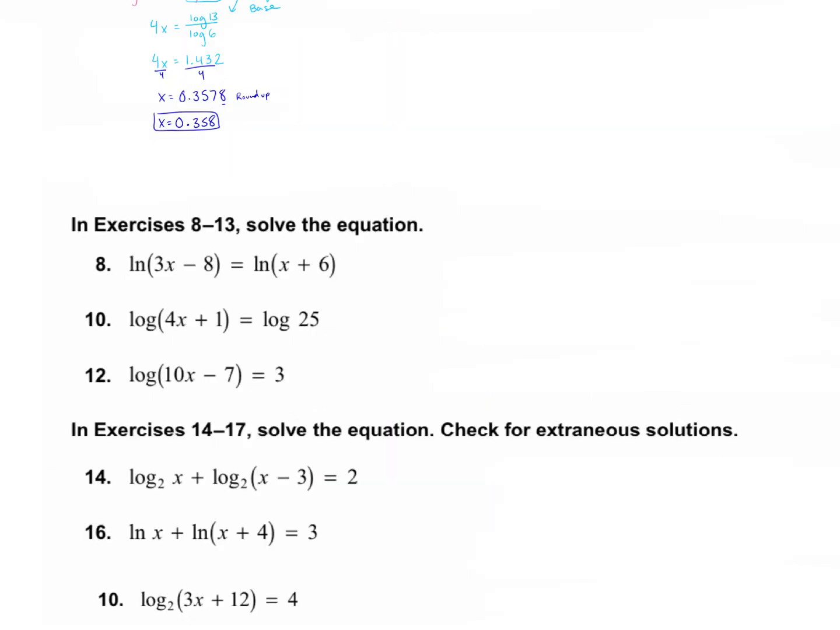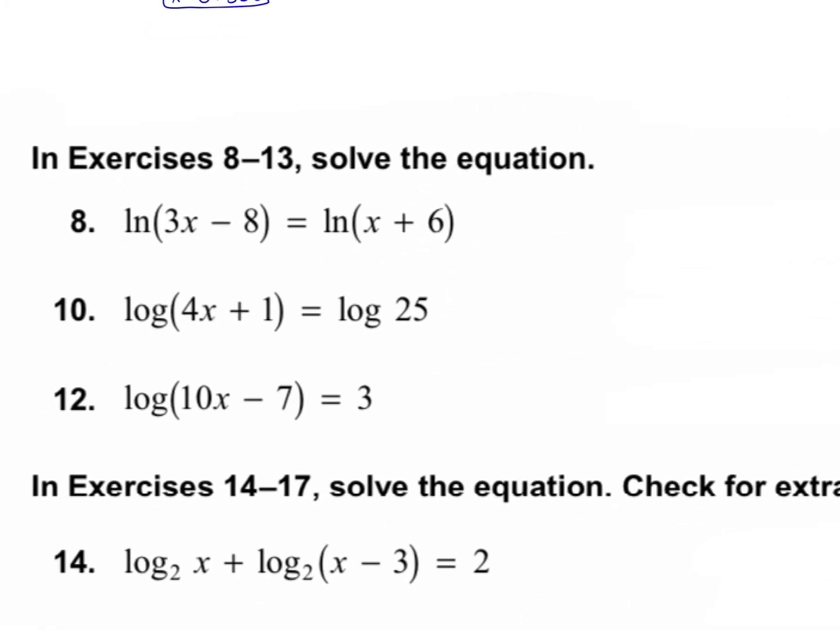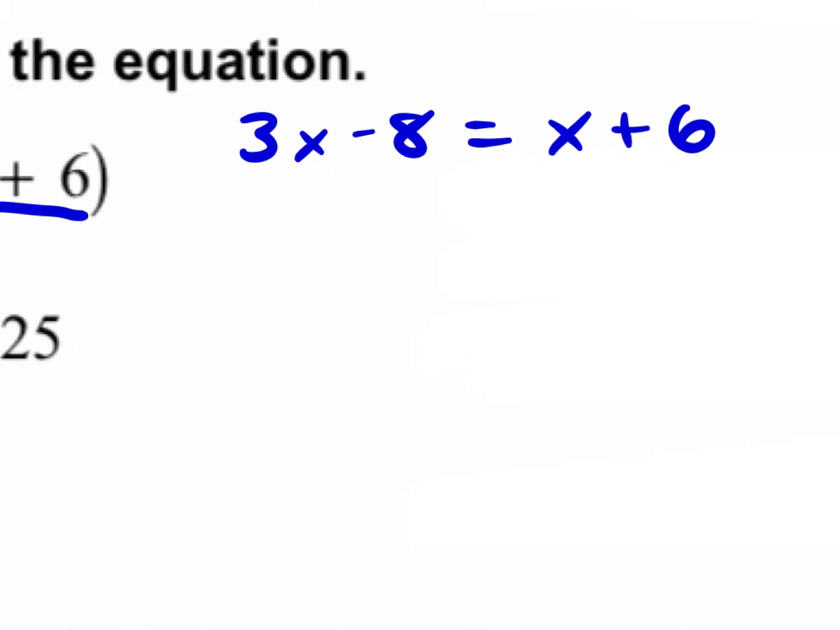Let's take a look at 8. So what do I do for 8? If I have an ln equal to an ln, I can cross them out. So then I set the insides equal to each other. So 3x minus 8 is equal to x plus 6. And then from here we just solve for x like we normally do.